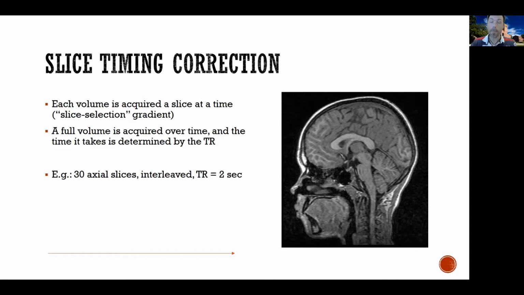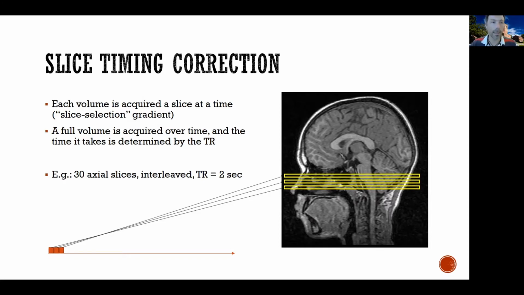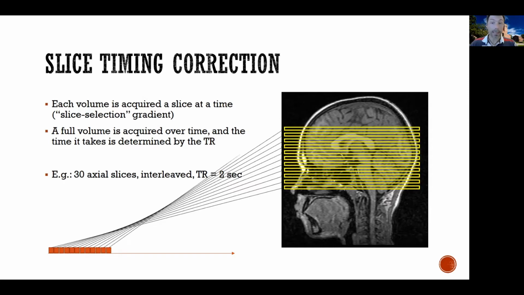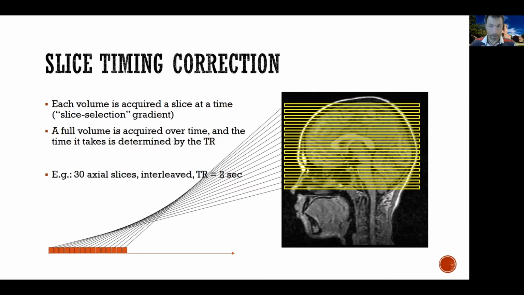Just to give you an example, imagine we were to acquire a full volume in 30 slices, and let's imagine that our TR is 2, so it takes us 2 seconds to get a full image of the brain. Essentially what we're doing is the following. At the beginning of the TR, we would acquire this slice of data. Then a couple milliseconds later, we would acquire this slice of data. Then a couple hundred milliseconds later, this slice, and then this slice, and this slice, et cetera. And it's taking us time to acquire these data. In fact, just to acquire half the data, it's taking us half the TR, that is to say 1 second.